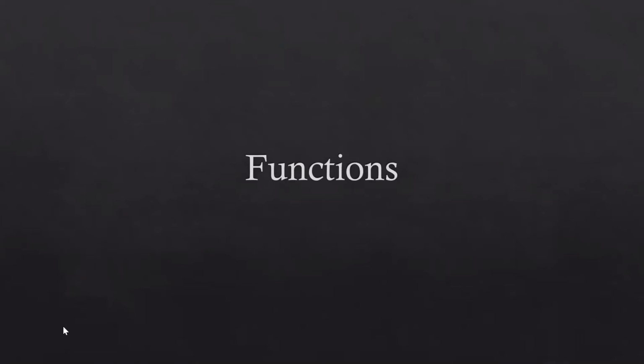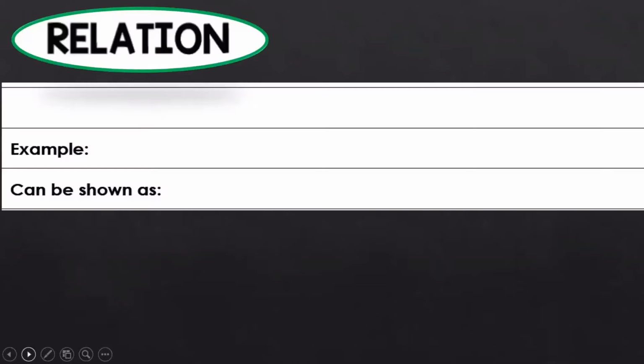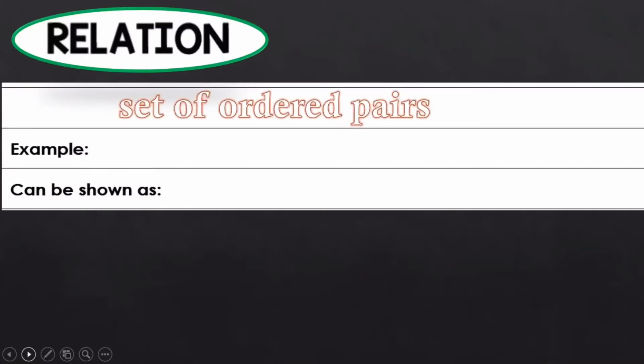Okay, so now we are at the peak of what we are going to get into. And we need to be sure that we understand exactly what a function is. But to be able to understand a function, we need to first know what a relation is. So a relation is basically just a set of ordered pairs, meaning I'm going to have more than one ordered pair. So for example, this is a relation.